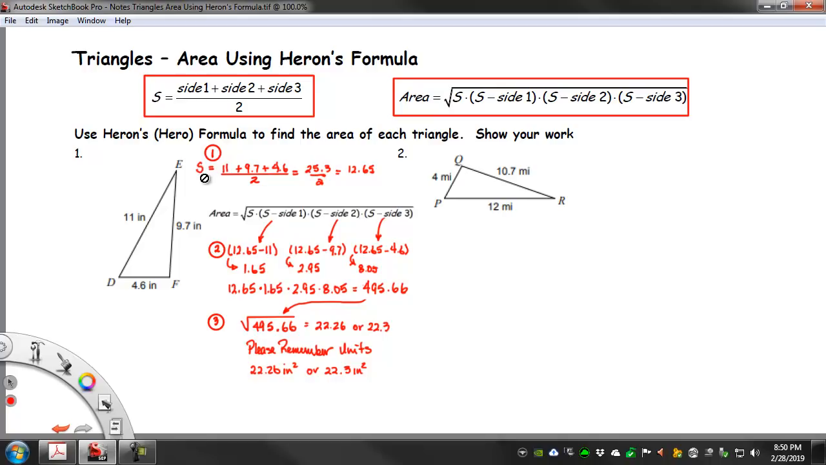You find S. Once you find S, you're going to use each side to find out what's the inside. S minus side 1, S minus side 2, S minus side 3. It will give you these three numbers here. You multiply those three numbers together and times it by 12.65, and you end up getting some large number. That large number you end up taking the square root of, and depending on how you want to round it off, these are a couple of answers you could possibly get. So this is the first video on the first side of the worksheet, and we'll go ahead and start with the other one.